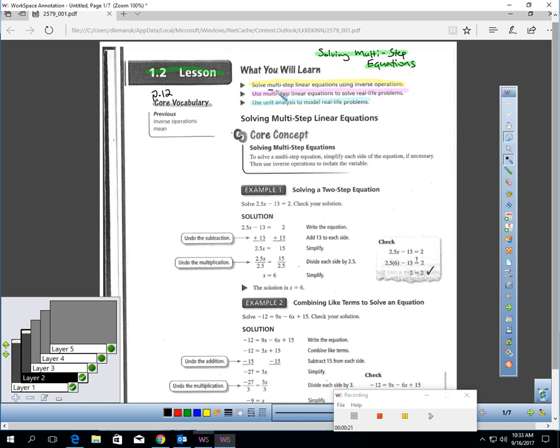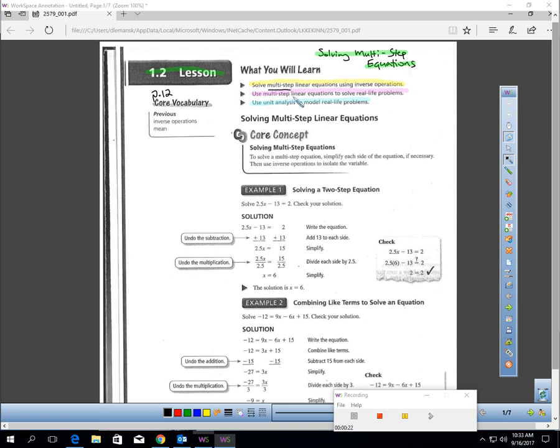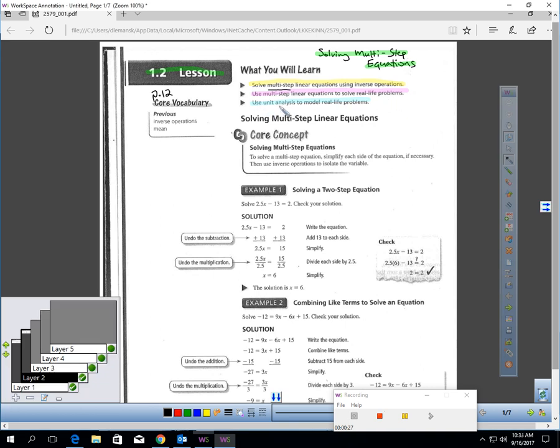We're on multi-step today. You will use multi-step linear equations to solve real-life problems, and you will learn how to use unit analysis to model real-life problems. To solve a multi-step equation, a core concept, step one, simplify each side of the equation. That means combine like terms and so on. Step two, use inverse operations to isolate the variable. We're going to practice that on a couple of these examples so you can see it at work.